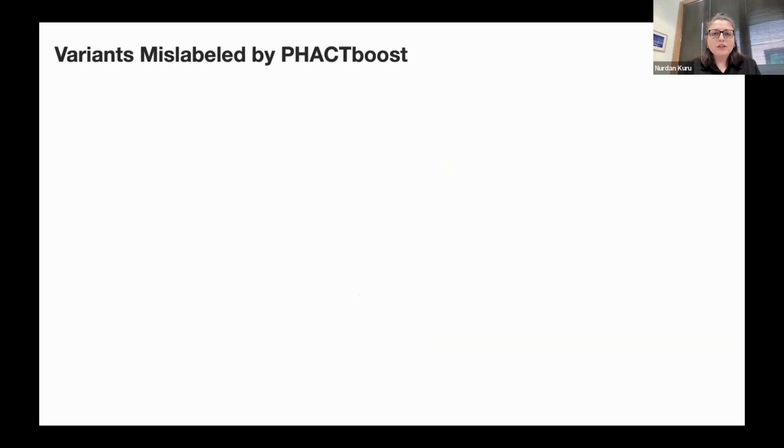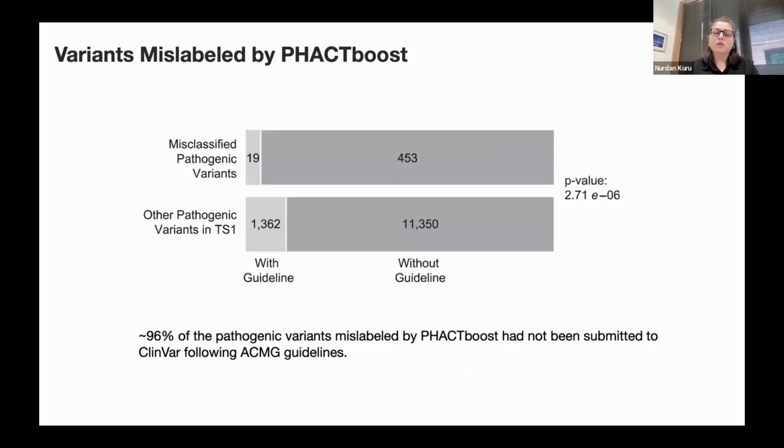Okay, until now everything is working perfectly, but you might ask whether there aren't variants FACBoost misclassifies. Of course there are, and we tried to catch a pattern among these variants. Firstly, we checked the pathogenic variants mislabeled by FACBoost, and we saw two trends, honestly. Here, the first row is the misclassified pathogenic variants by FACBoost, and the second set is all pathogenic variants existing in TS1. Almost 96% of the pathogenic variants mislabeled by FACBoost were submitted to ClinVar without any guideline.